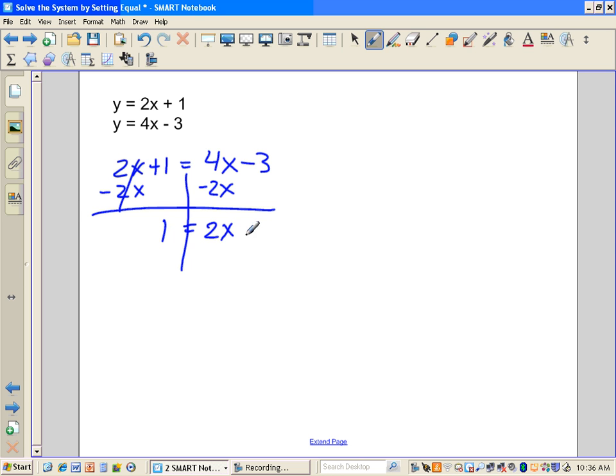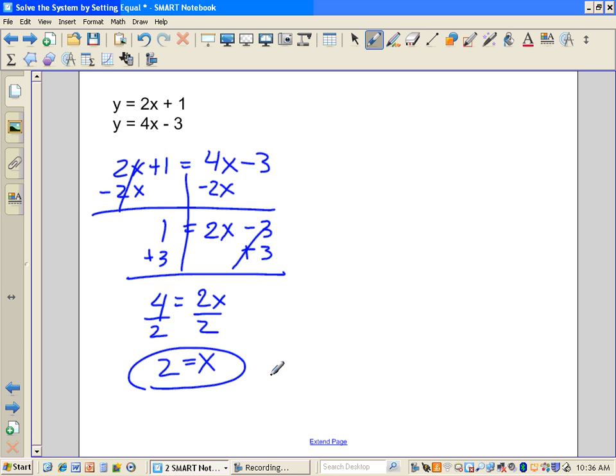That's going to be 2x. I have minus 3. I'm going to add 3 over here. 4 is equal to 2x. Divide by 2. X is equal to 2. Another x is equal to 2. I'm not done. You need an x and a y.